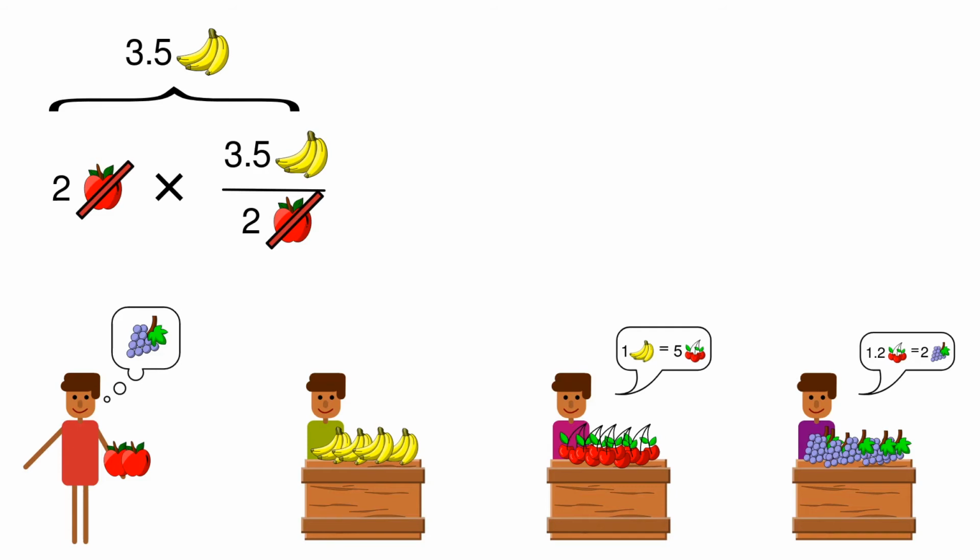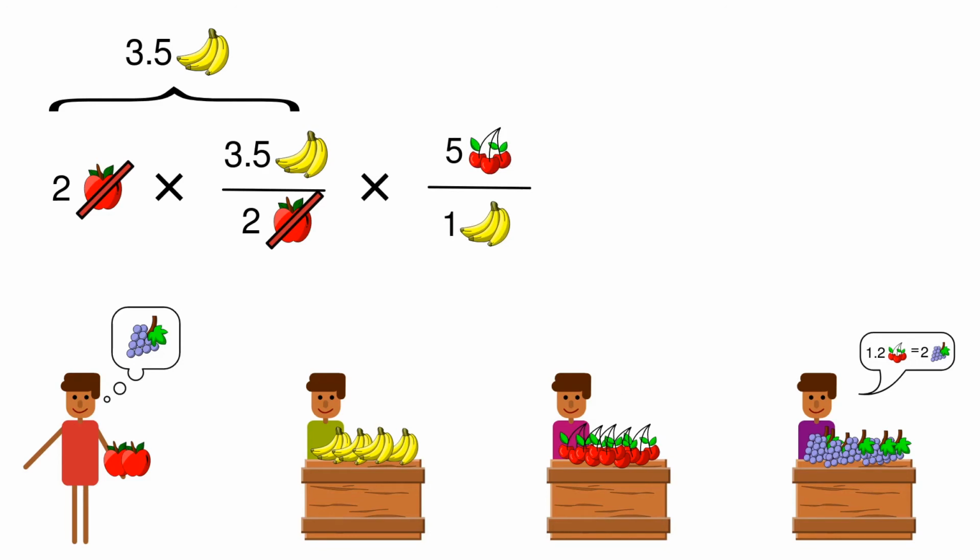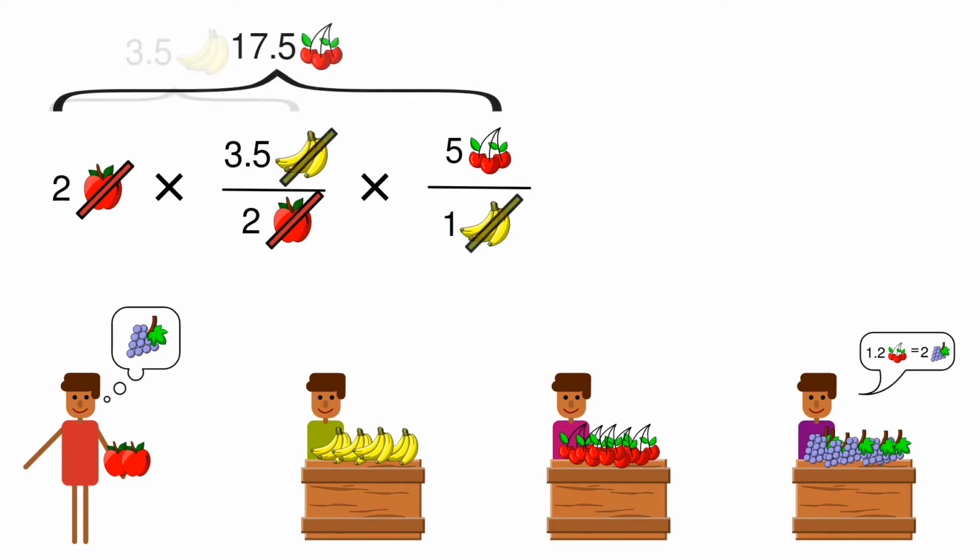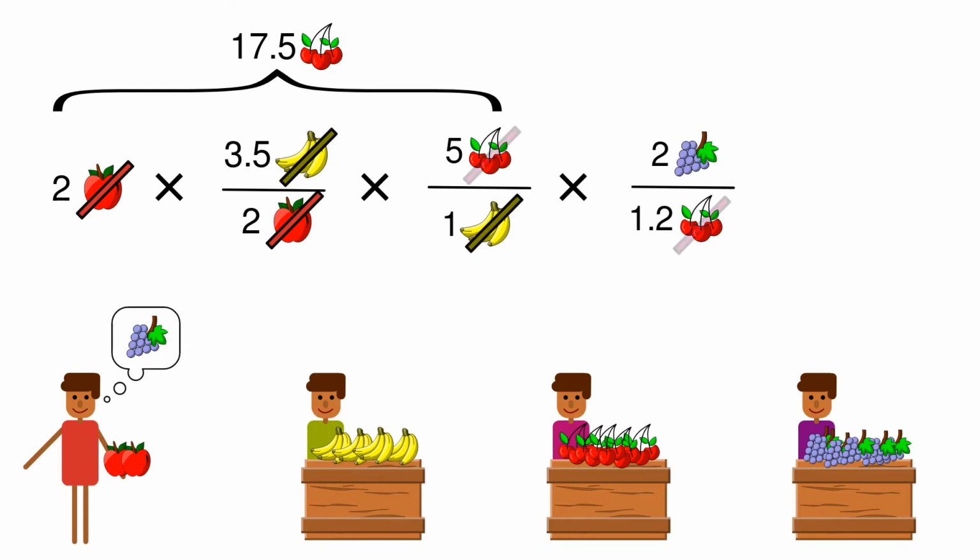Similarly, we can then trade our bananas for cherries. Make sure that our bananas cancel, and we end up with 17.5 cherries. Finally, we trade our cherries for grapes. And if you've just punched these numbers into your calculator, we end up with about 29 grapes.